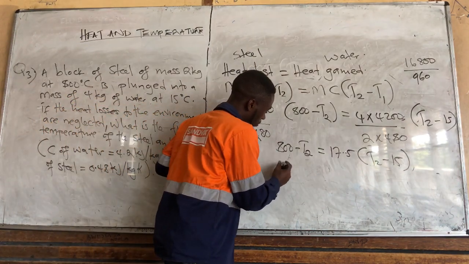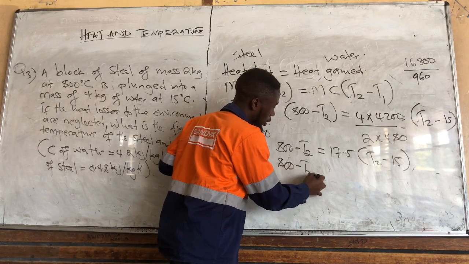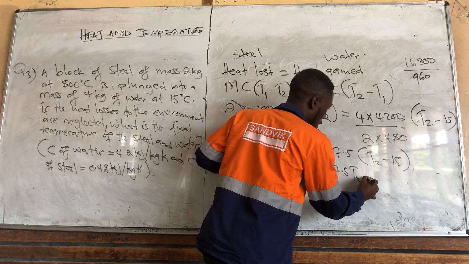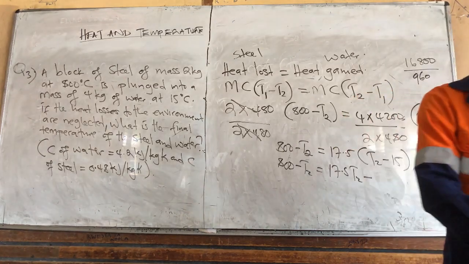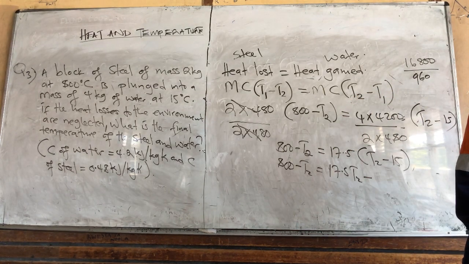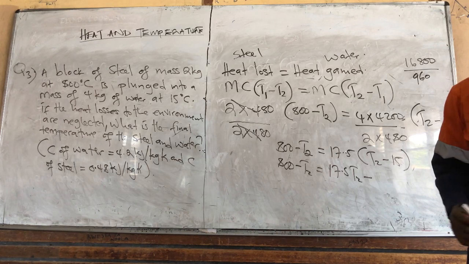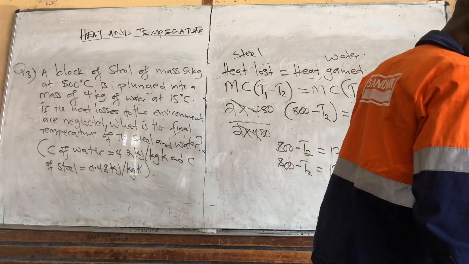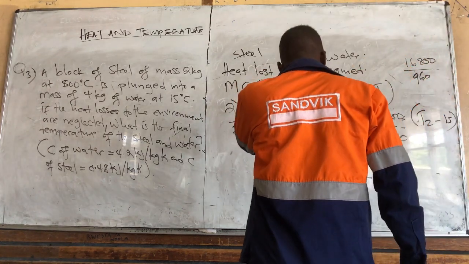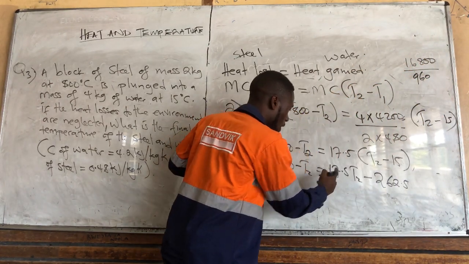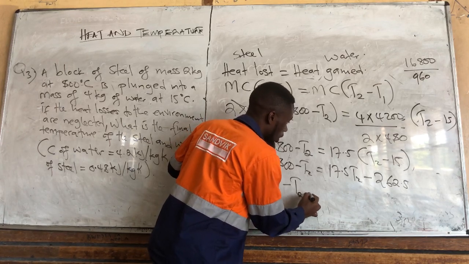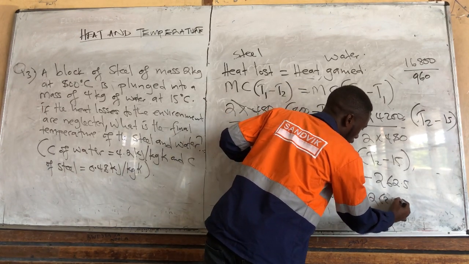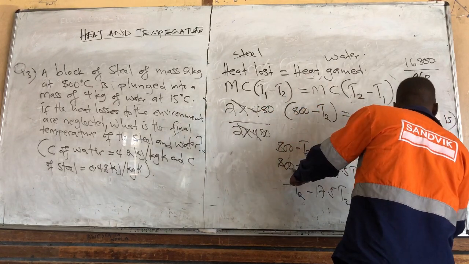So from here, just say 800 minus T2 is equal to 17.5 times T2 minus 15. What is 17.5 times 15? It is 262.5. Then from here you can group the terms. So this one can go to the other side to be negative T2 minus 17.5 T2 is equal to negative 262.5. Then this one will jump over as minus 800.